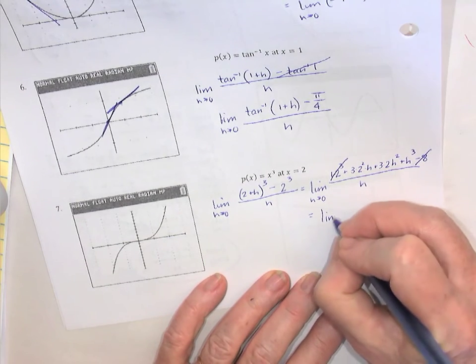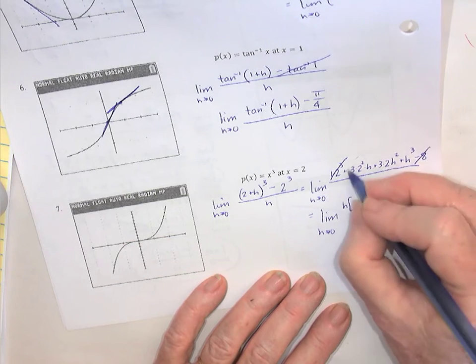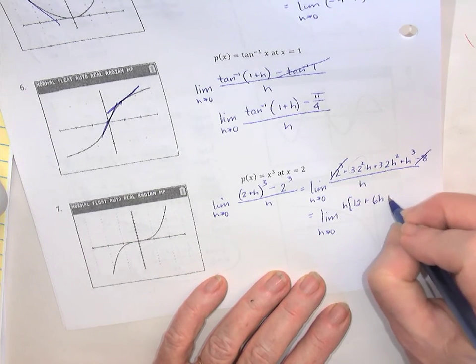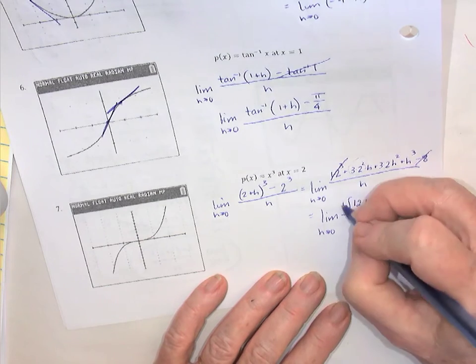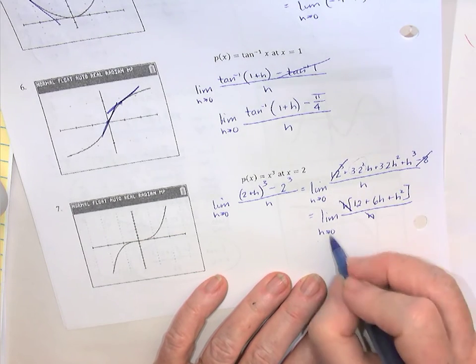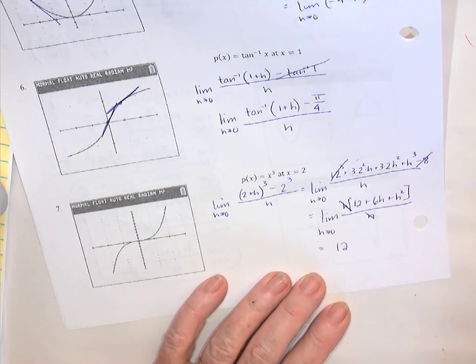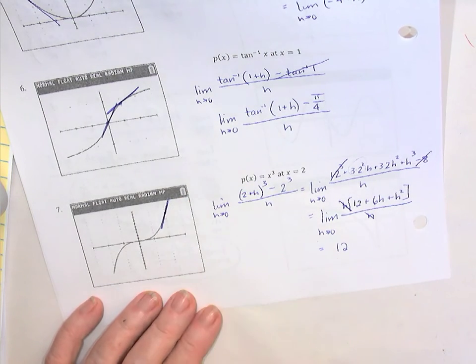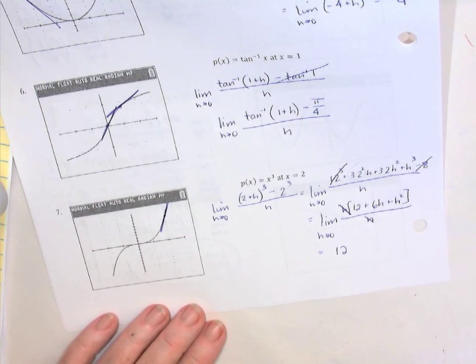I'm going to factor out an h while I'm tidying this up. This is going to give me h times (12 plus 6h plus h squared) all over h. The h's cancel out, and if I take the limit as h approaches 0 of what remains, that's going to give me a 12. So at x equal to 2, the slope of the line tangent to x cubed is 12.